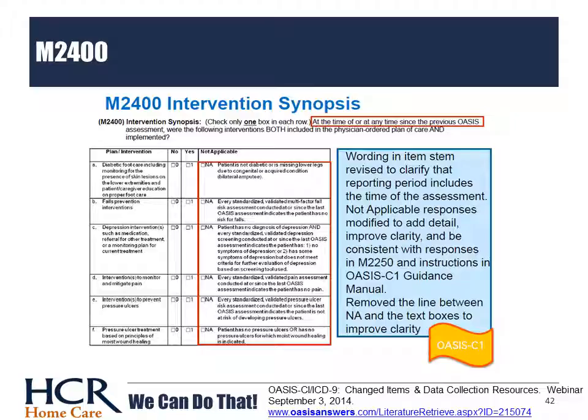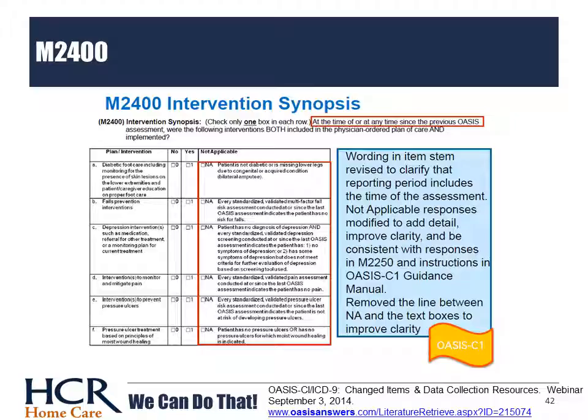For depression, we can choose NA if the patient has no diagnosis of depression and every standardized, validated depression screening conducted at the time of or since the previous OASIS assessment indicates the patient has 1. no symptoms of depression, or 2. has symptoms of depression but does not meet the criteria for further evaluation of depression based on the screening tool used. And remember, with the PHQ-2, any score greater than 3 indicates that further evaluation may be necessary.